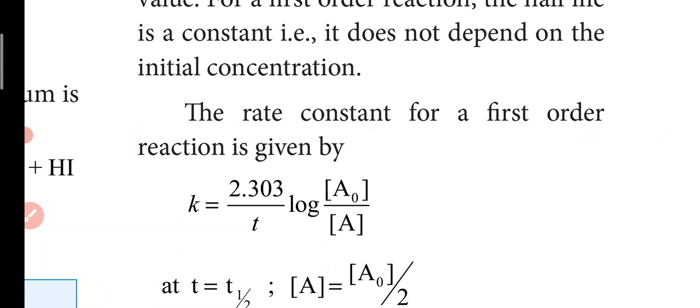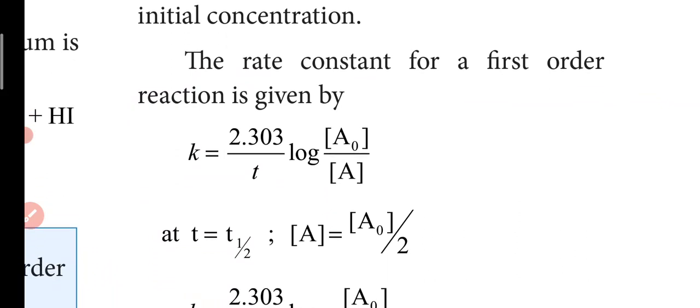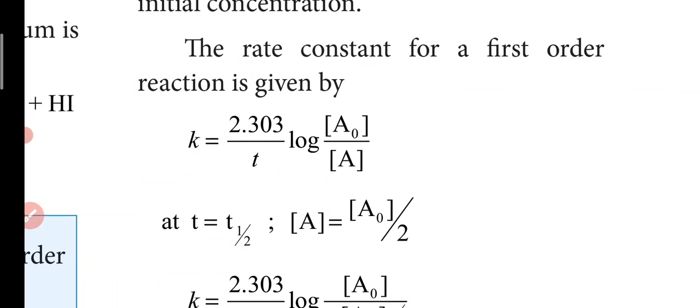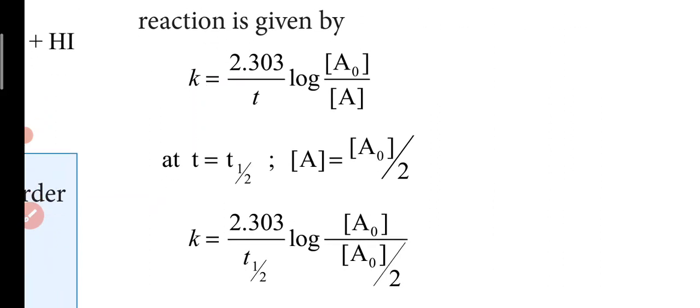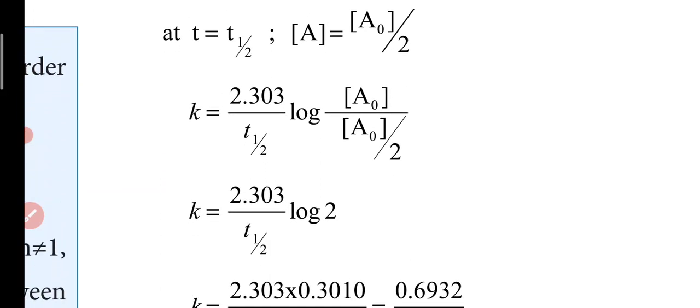The rate constant of a first order reaction, let us see how to derive this. K is equal to 2.303 by t log a naught by a. You are going to take the time t as t half, because in half, 50%, and this concentration of A will be taken as a naught by 2, that is also taken as half. K is equal to 2.303 by t half, log a naught by a naught half.